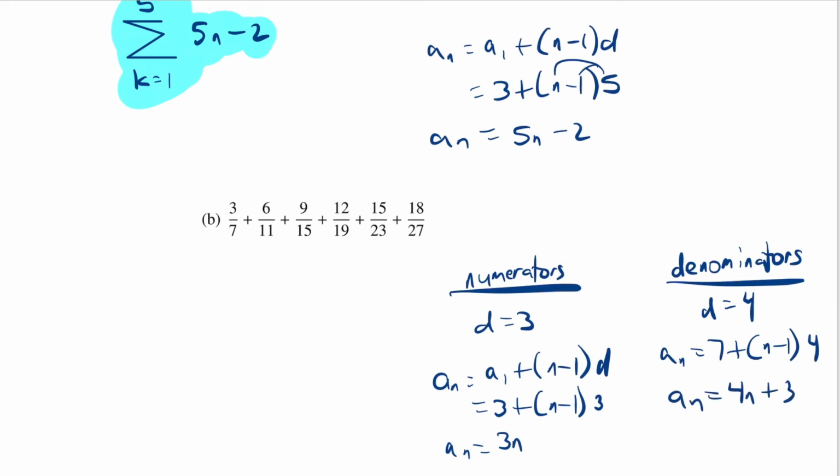And same thing, you can test it. If you substitute 1, you're going to get 3 over 7. If you substitute 2, you're going to get 6 over 11, so on and so on.